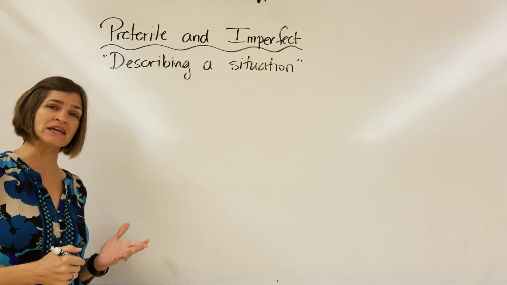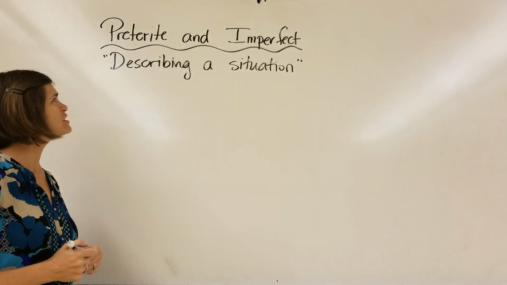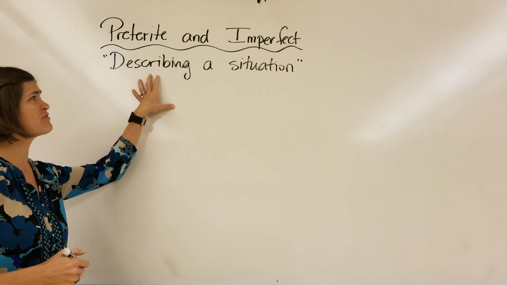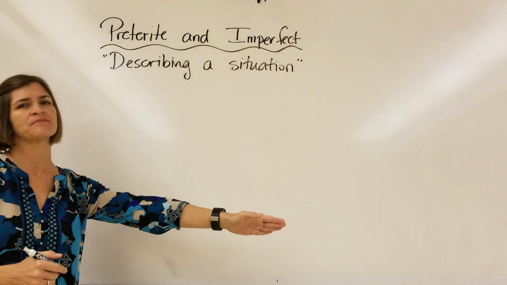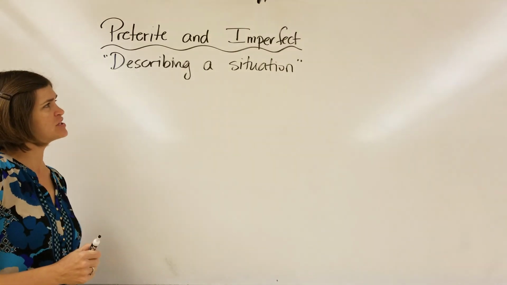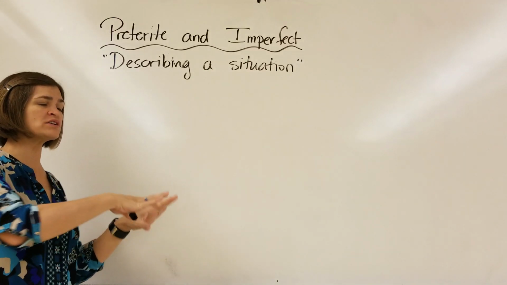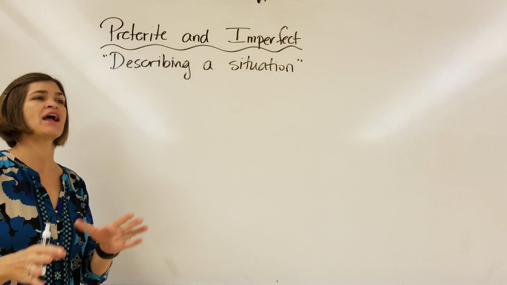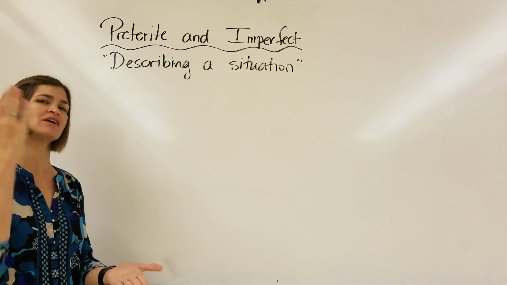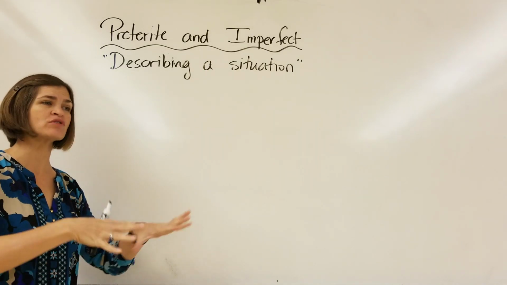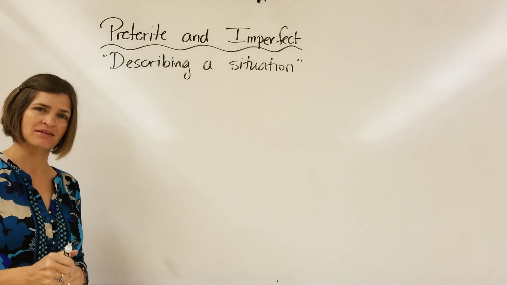For chapter 4b in Spanish 2, we're going to focus on using the preterite and imperfect when we're describing a situation. In this situation, we're going to have what was happening and then an interrupting action that occurred one time during the situation that was happening.